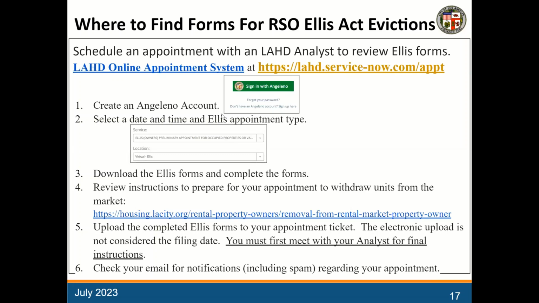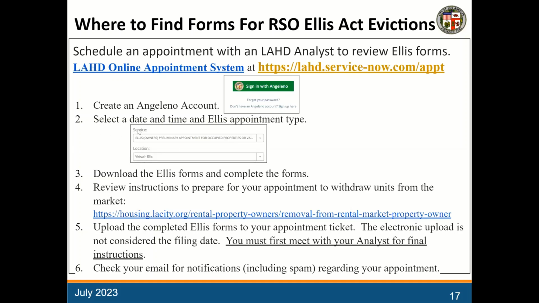Once you get to the appointment system, you will have to have an Angelino account. An Angelino account is an account that people can create to access all of the City of LA online services, including the LHD appointment services. If you do not have an Angelino account, it will be relatively easy to create one. Our website will direct you to the link where you can create an Angelino account, and from there, navigate to the appointment system.